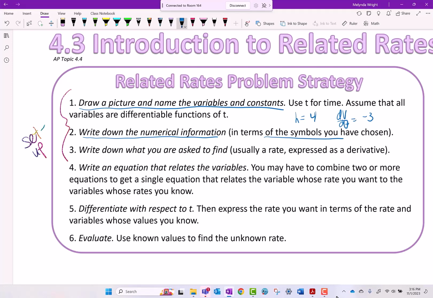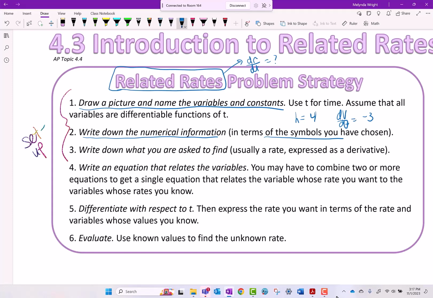We have our picture drawn and labeled, and we're going to be given information like a height, or a rate of something. This is related rates, so these problems deal with rates, and the rates are with respect to t. They might ask, what rate is the radius changing? That would be dr/dt equals question mark. Those are the kinds of ways that we're going to label our figure.